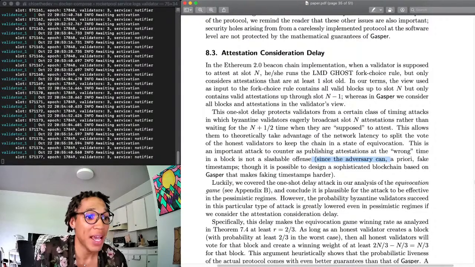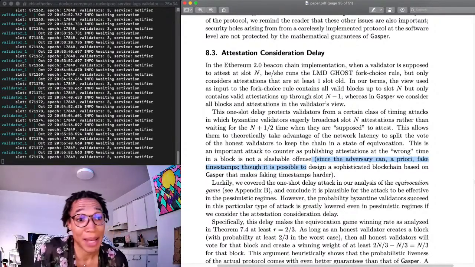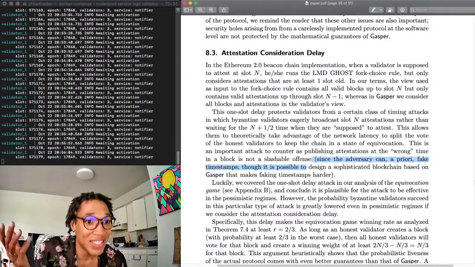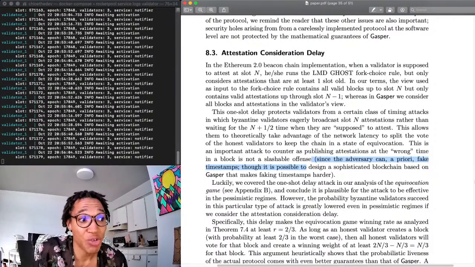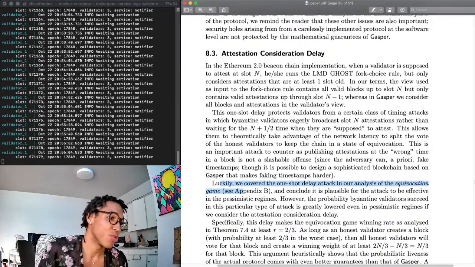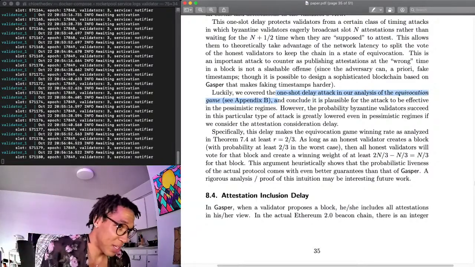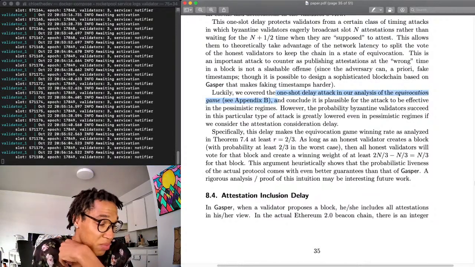Since the adversary can, a priori, fake timestamps, though it is possible to design a sophisticated blockchain based on GASPER that makes faking timestamps harder, it doesn't make much of a difference because if someone were to control my node and then fake timestamps and just control the time on my computer or my clock, they can cause slashable offenses, which would be a really big issue for validators and users. Luckily, we covered the one-shot delay attack in our analysis of the equation game, see Appendix B. We'll do that later. And conclude it is plausible for the attack to be effective in the pessimistic regimes.